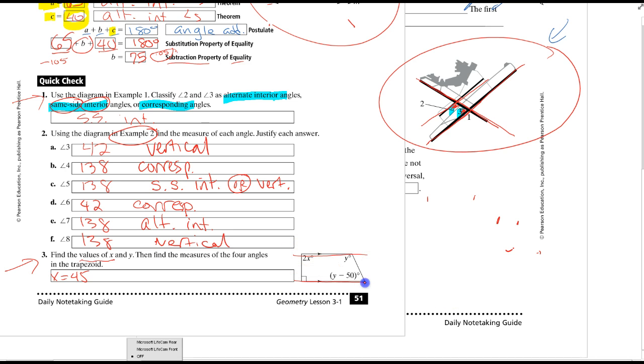2 parallel lines cut by a transversal. Ooh, I've got a new transversal. And again, I have same side interior angles. When I have same side interior angles, they are supplementary, as long as the lines were parallel. So now I can say this angle plus this angle, oops, that was a minus.